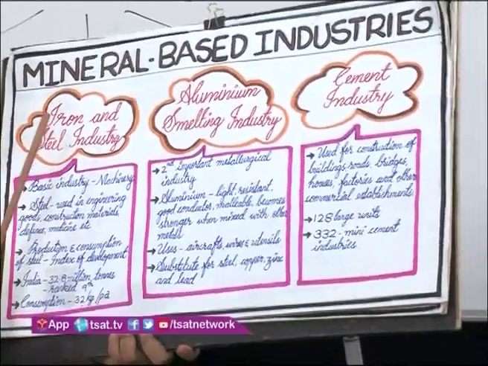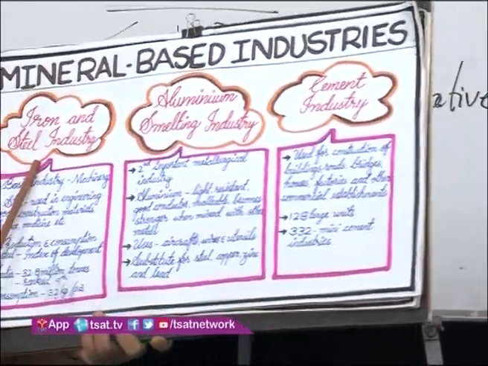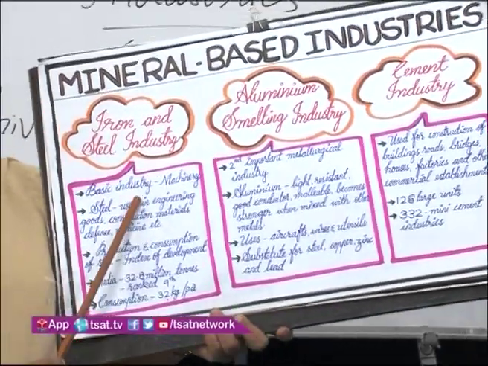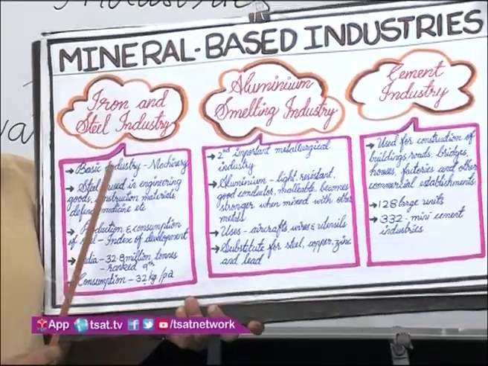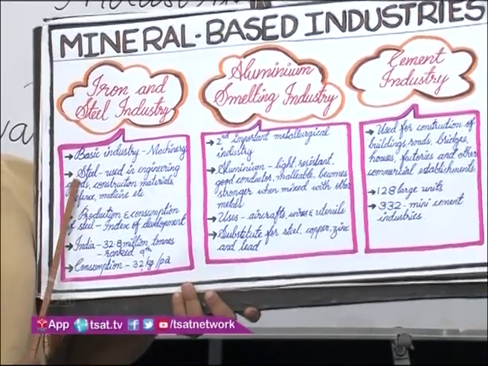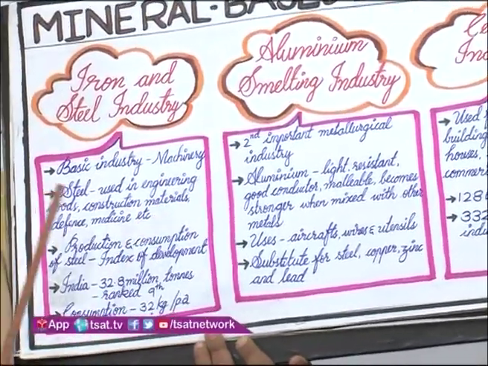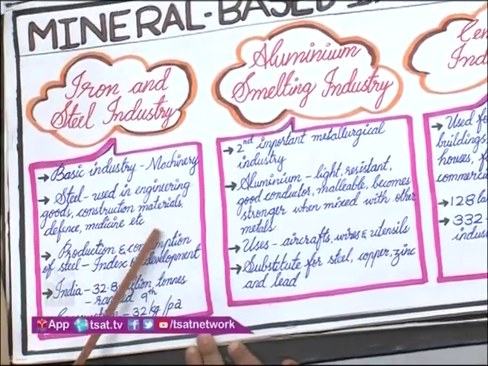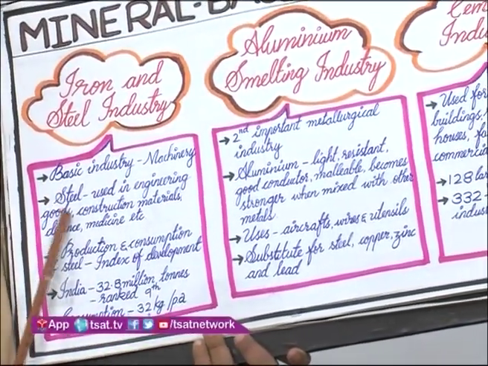So first one is iron and steel industry. We have already discussed its importance because this is needed to manufacture all other machinery, isn't it? So it is called basic industry. Steel is used in engineering goods, construction materials, utensils, even defense, making medicines and many other things. So all these sectors have usage of steel.